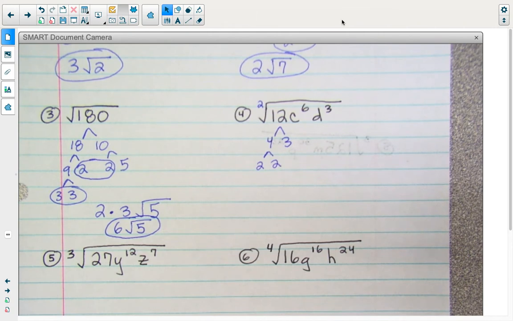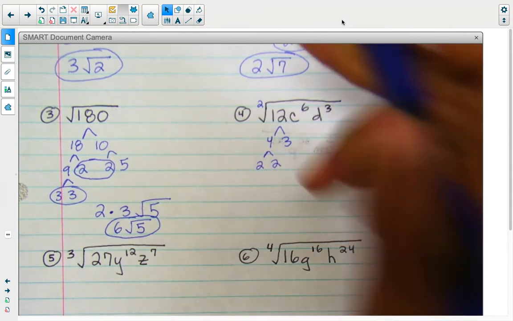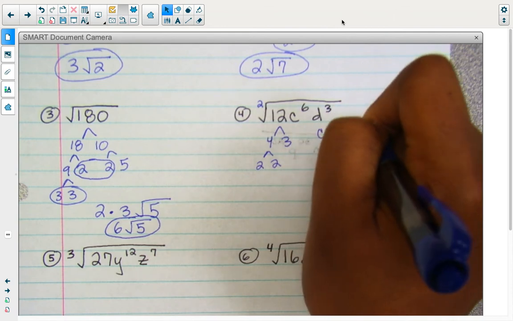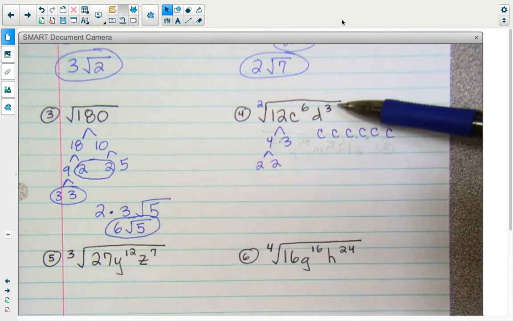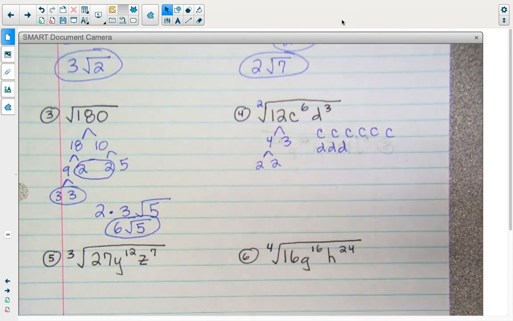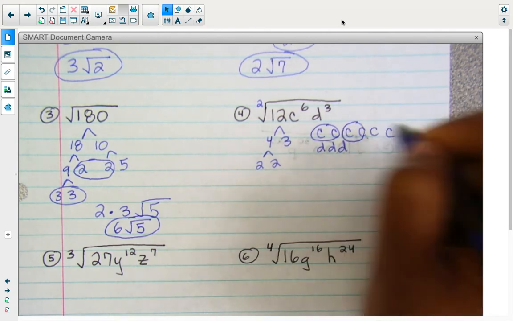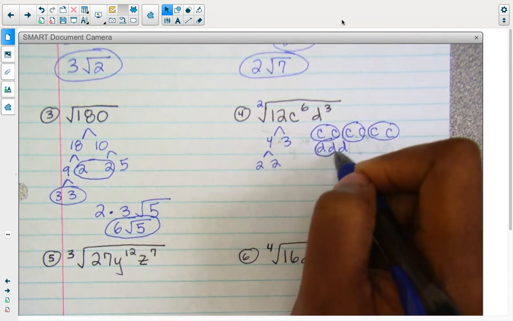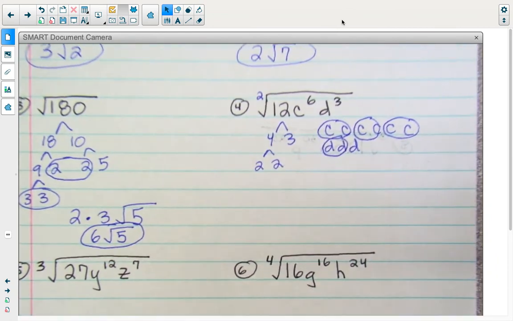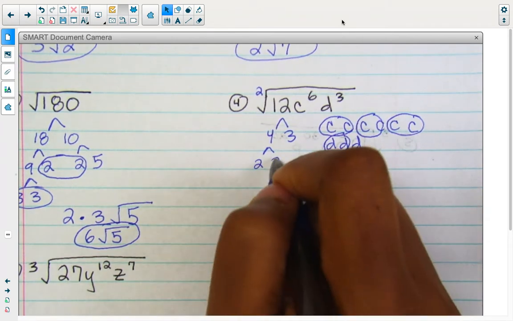Now with the variable, one way to do your variable, you can write out however many of these that you have. So you can write out 6 C's. 1, 2, 3, 4, 5, 6. And you can write out 3 D's. So 1, 2, 3. Your index is 2, so we're looking for 2 of the same number. So, okay. So I got 2 C's here I can pair together, 2 C's, 2 C's, and 2 D's. So I went through and I paired those together because I was looking for groups of 2. I was looking for a pair. And I got a pair of 2's.